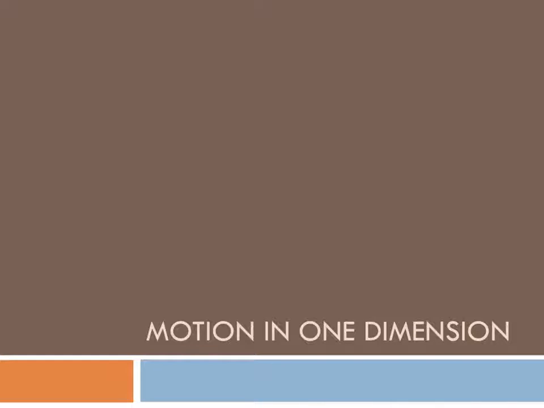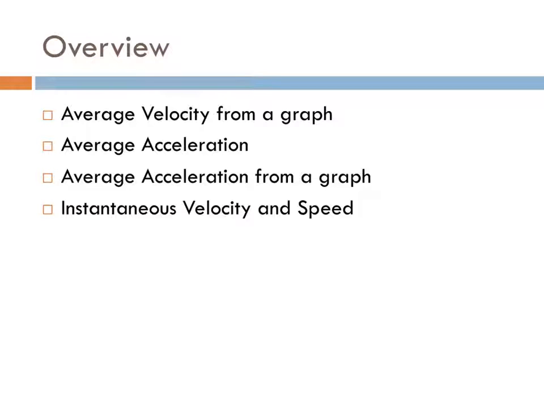This is motion in one dimension continued. In this video, we're going to cover average velocity from a graph, average acceleration from a graph, instantaneous velocity, and speed.